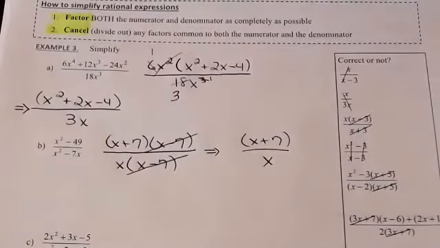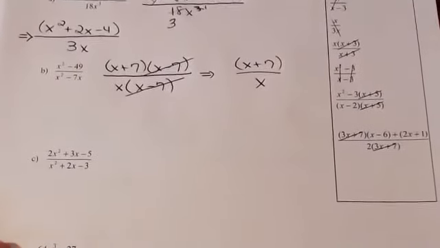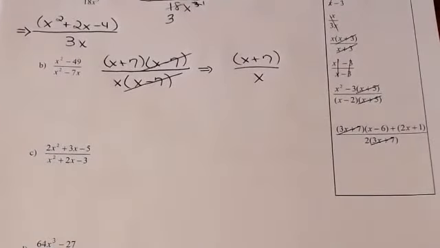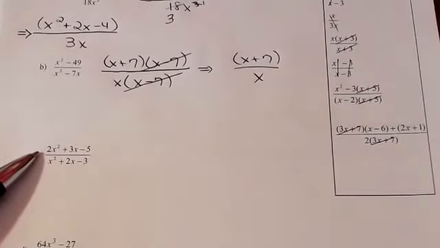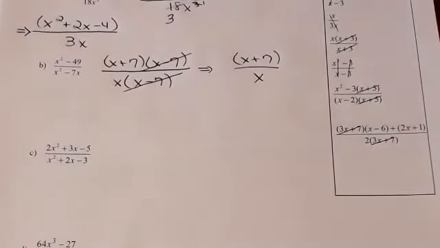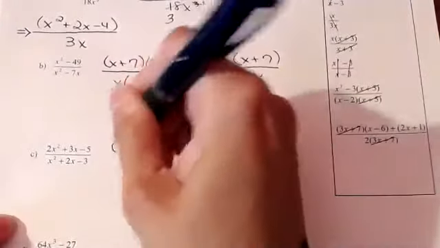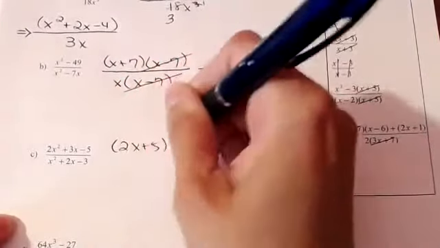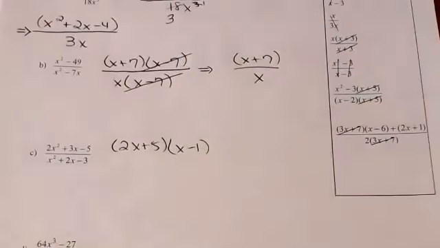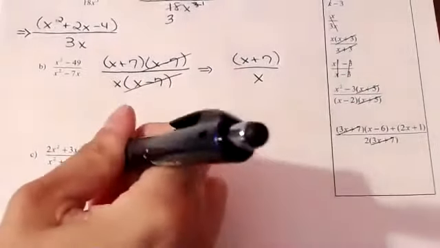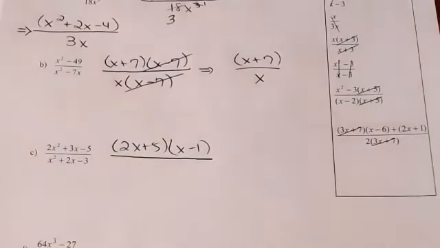Let's look at part C. 2x squared plus 3x minus 5. This is actually when we would use AC grouping, right? Our leading coefficient is larger than a 1. When we factor 2x squared plus 3x minus 5, you're going to be left with 2x plus 5 times x minus 1. And again, it's that process of AC grouping. So if you wanted to verify that at a later time, you totally can.